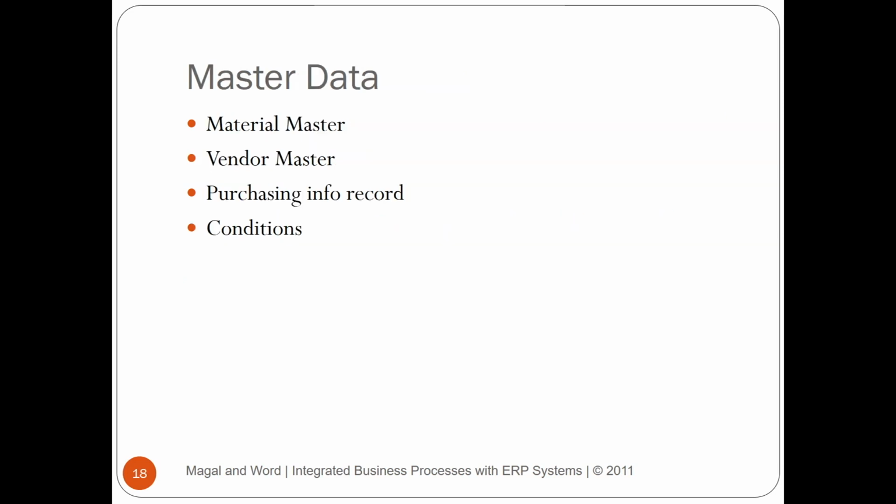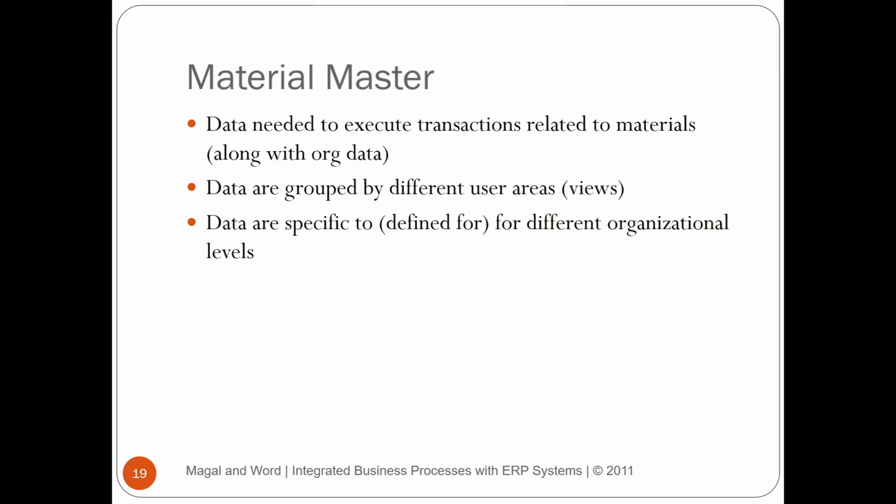There are four master data types that are relevant to the purchasing process: the material master, vendor master, purchasing info records, and the conditions. All four types are integrated in various combinations throughout the procurement process. For the material master, the data is needed to execute the transactions related to materials, especially the financial accounting data.